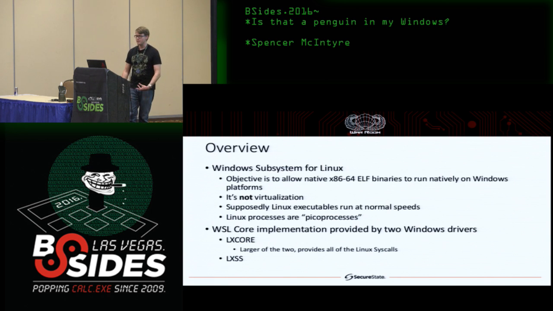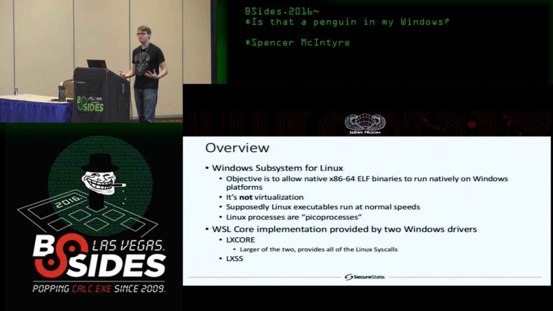All right, the overview of what we're going to refer to as WSL, the Windows subsystem for Linux. The objective of this project was the ability to run 64-bit ELF executables that are built for Linux on Windows as a native solution. This is not virtualization. A lot of people get this confused with virtualization, and a key point is that there is no virtualization level in between. Instead, there are a couple of drivers, which we'll go over in some detail, that allow executables to be run on the native hardware of Windows.